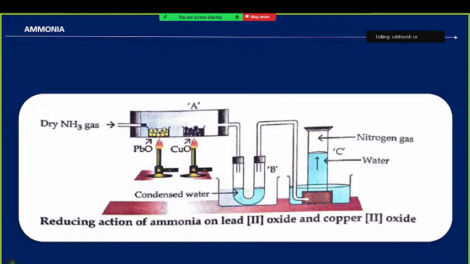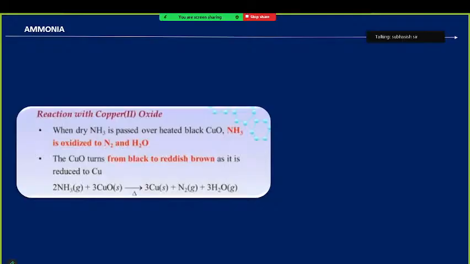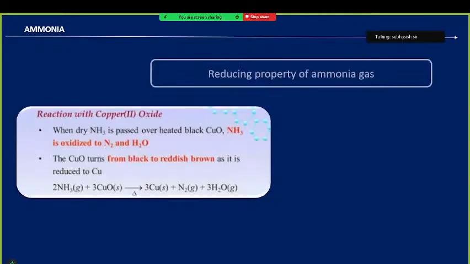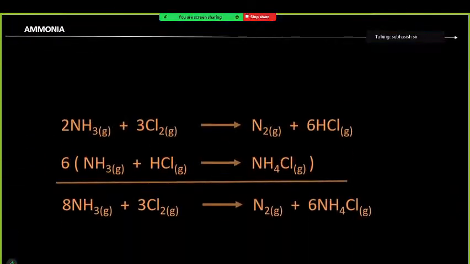Now, the reducing property of ammonia: when ammonia gas reacts with lead oxide, it forms lead plus nitrogen plus water. This type of reaction can prove the reducing properties of ammonia gas. Here you see copper oxide also reacts similarly to form copper, nitrogen and water. So if the exam asks which reaction proves the reducing property of ammonia gas, then you can use this type of reaction with copper oxide or lead oxide.